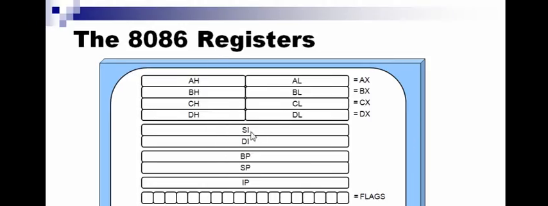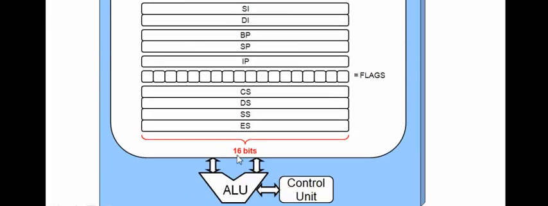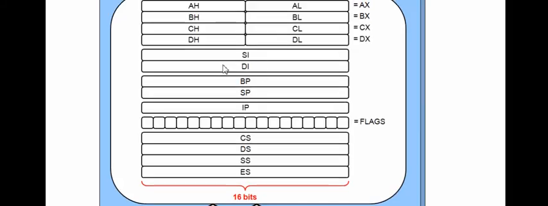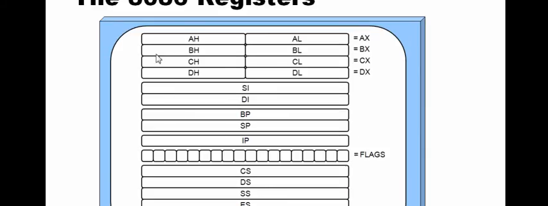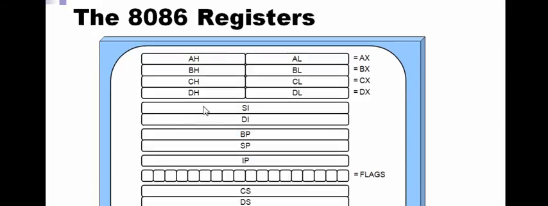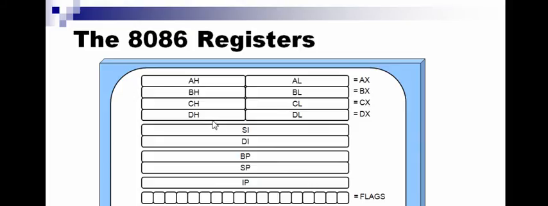Then on the lower half, these are all 16 bits long. We have SI, the source index, and DI, the destination index. Then we have the base pointer, the stack pointer, and IP, the instruction pointer. They are basically used to store addresses and can act as pointers. Maybe you want to work with arrays in your program. At that time, you load the offsets or addresses of the memory locations where you want to put your data into the source index or destination index.